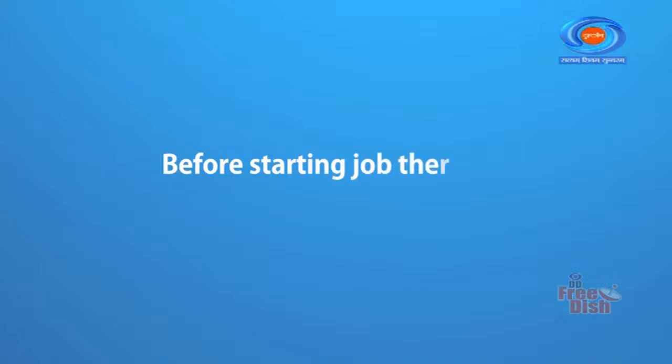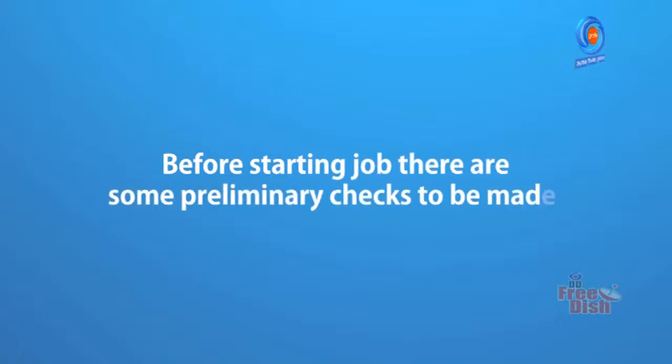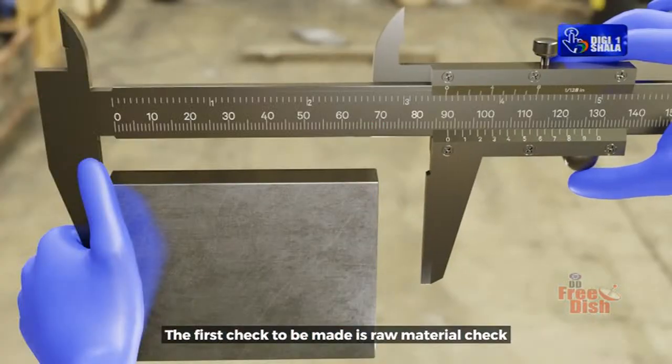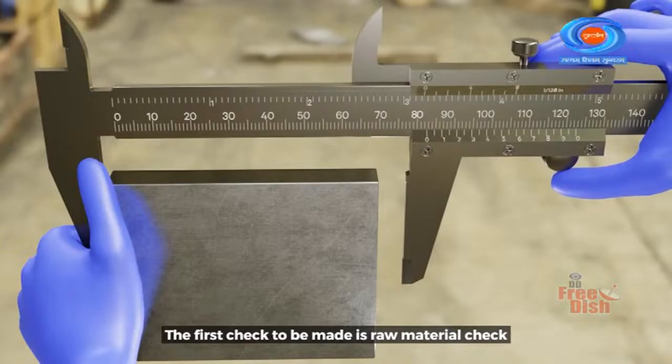Before starting the job, there are some preliminary checks to be made. Those are as follows. The first check to be made is the raw material check.